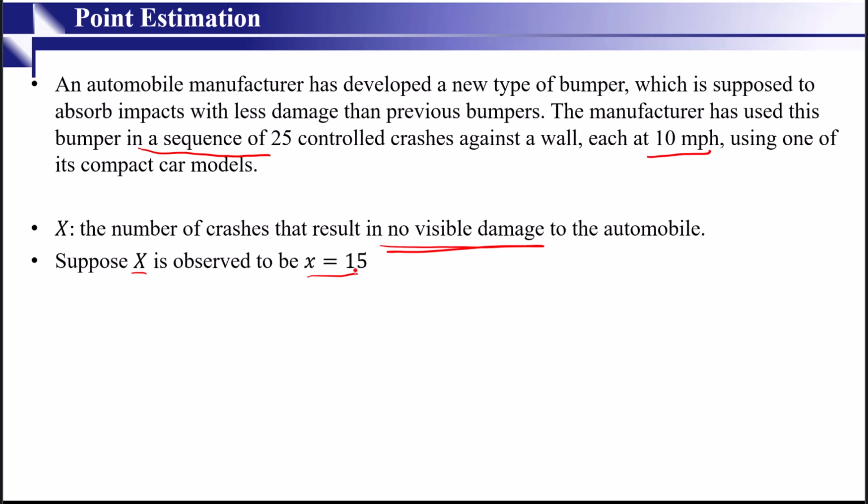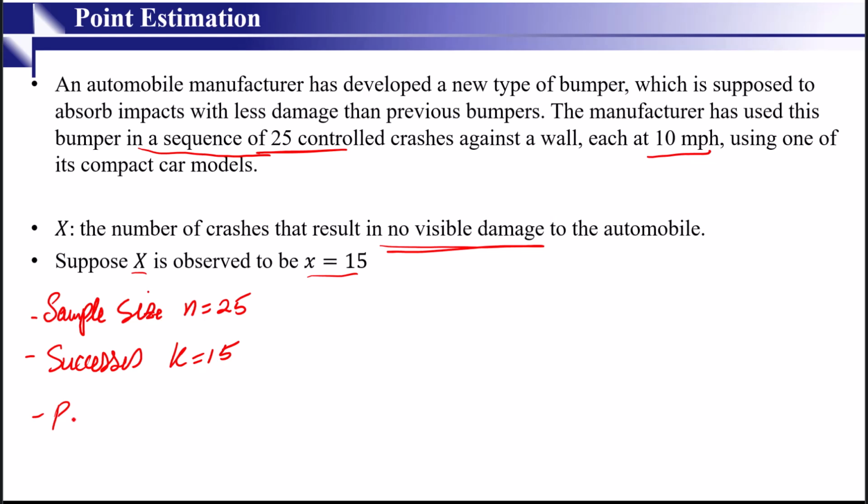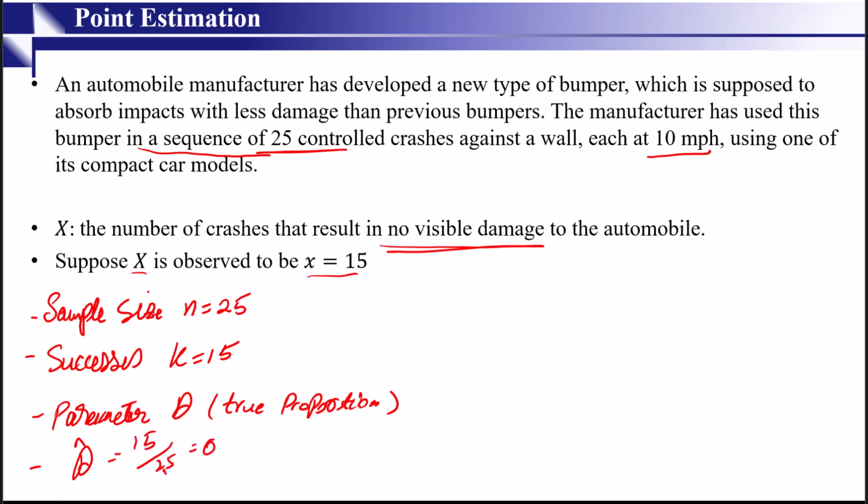So our sample size n is equal to 25 crashes that we have here. The number of successes is k equal to 15. It means crashes with no visible damage. And then we have a parameter theta. This is the true proportion of no damage crashes. So what we have here is a sample, not the population, right? We want to estimate this one. The observed proportion, so this is the true proportion, but the observed one, I can write here as theta hat equal to 15 divided by 25 is equal to 0.6.